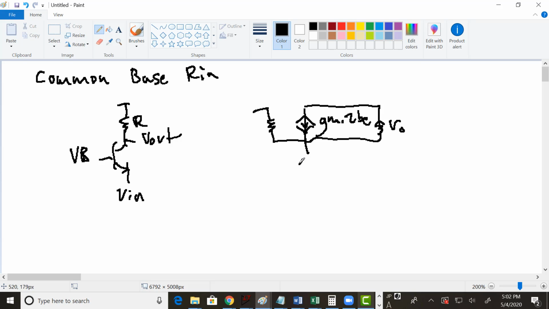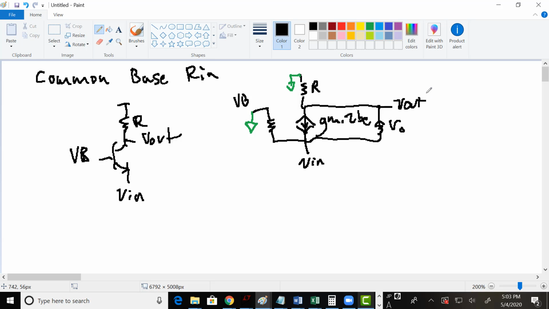RO, and then we have V in here, and this is V bias, but V bias is a DC voltage, so this just ends up being grounded. And then we have R going to the supply voltage, but because the supply voltage is DC, that goes to ground. And then we also have V out on the collector.